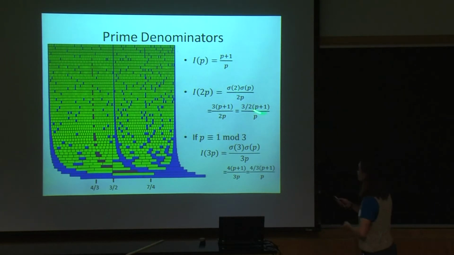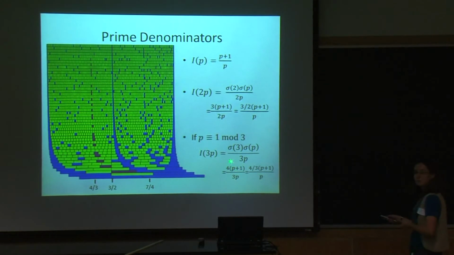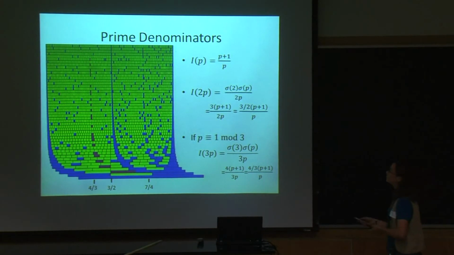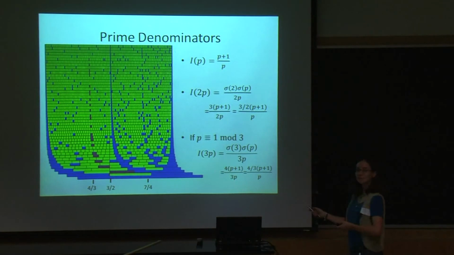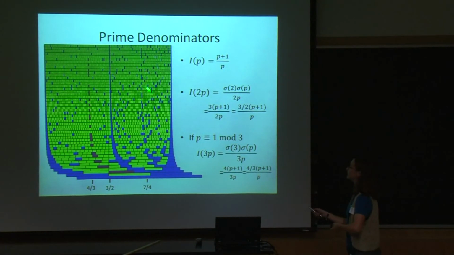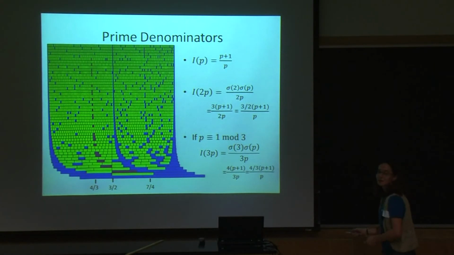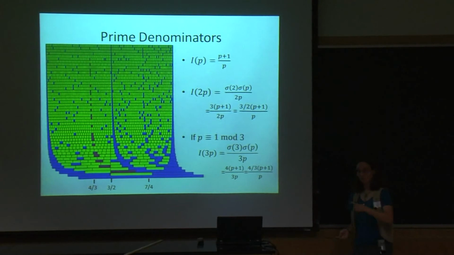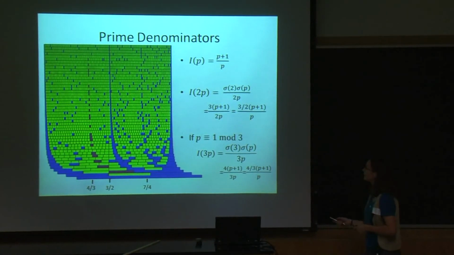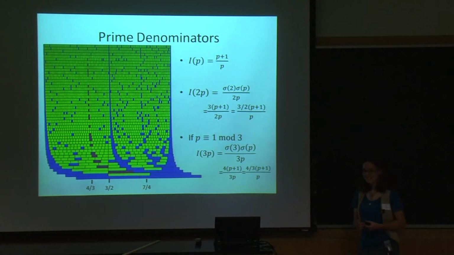No. Because why we're asking for 1 mod 3 is so that 3 divides p plus 1. To capture this row right here, that's actually 4 times a prime number. Is that the one you're looking at? I'm looking at, yeah. And this gets really close to 7/4, since the abundancy index of 4 is equal to 7/4. Cool. So yeah, that was another cool thing.